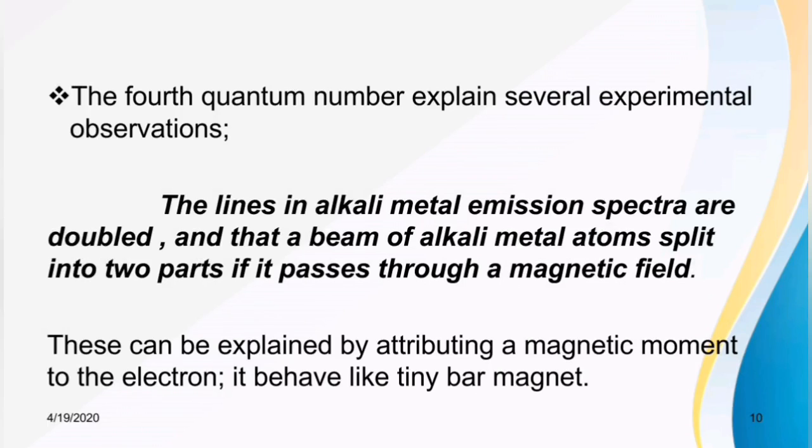Spin quantum number explains several experimental observations. One of these is that lines in alkali metal emission spectra are doubled, and that a beam of alkali metal atoms splits into two parts if it passes through a magnetic field.